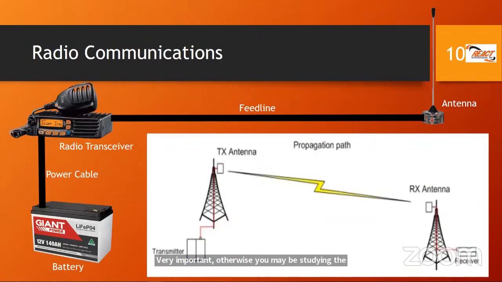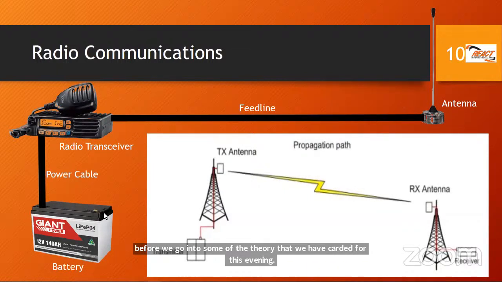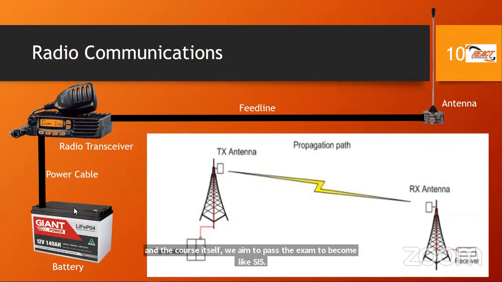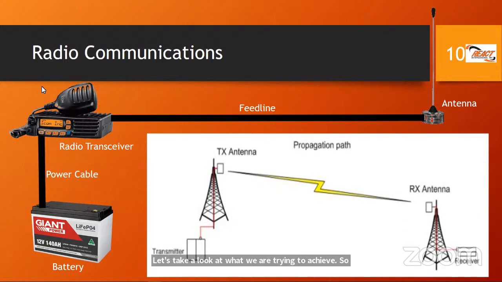All right. So before we go into some of the theory that we have carded for this evening, let's pull it back a little bit and see what we are trying to achieve in amateur radio, in ham radio, and the course itself. We aim to pass the exam to become licensed hams, but let's take a look at what we are trying to achieve. So on your screen, we have a radio, or what is commonly called a transceiver.